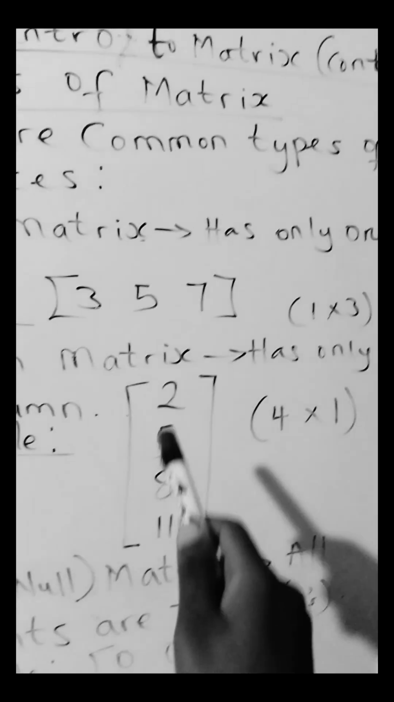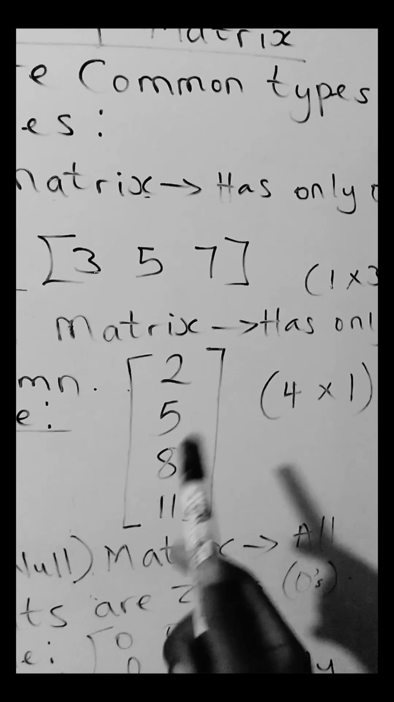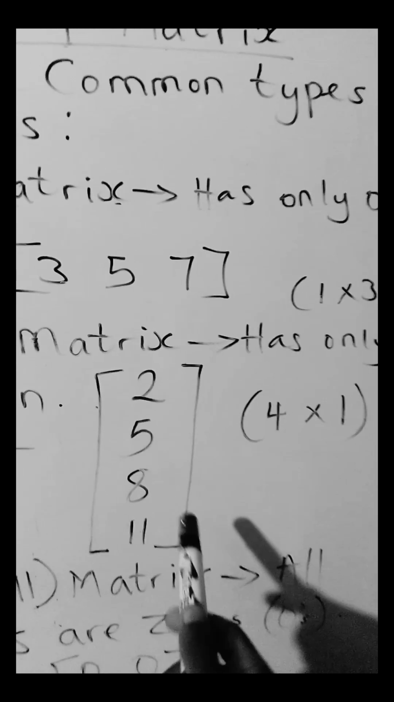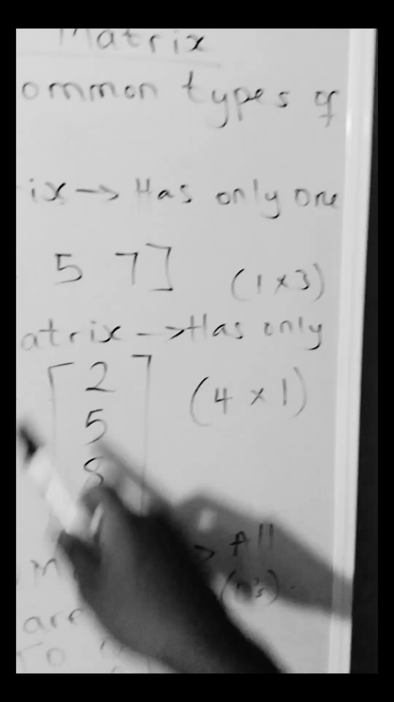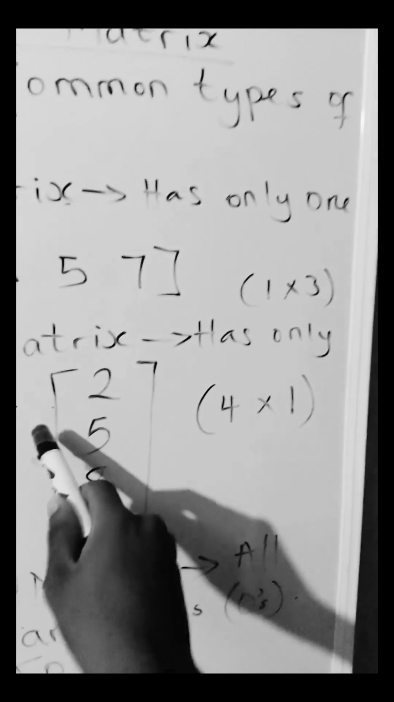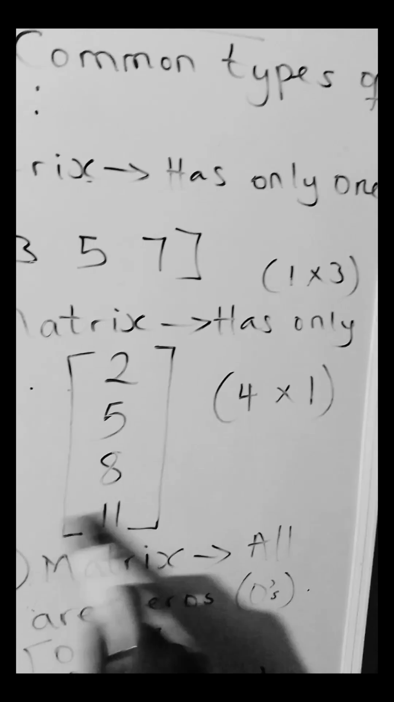Now, in this second one, we have just one column. What can this matrix be called according to the dimension? This matrix can be called a 4 by 1 matrix. What do we mean by a 4 by 1 matrix? It has 4 rows and 1 column.